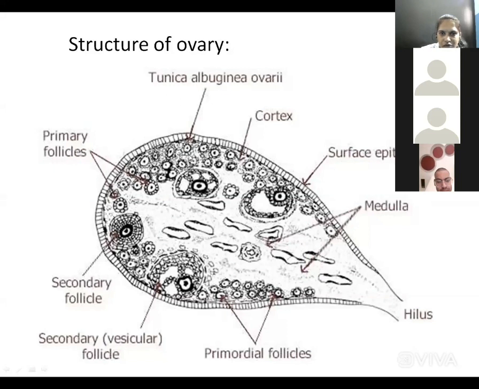Beneath the tunica albuginea there are follicles, and each follicle has an ovum inside. So there are different stages of follicles, and the medulla is inside, cortex and medulla. Lining epithelium, simple cuboidal epithelium, then tunica albuginea, then ovarian follicles at different stages, and the medulla, which has blood vessels.